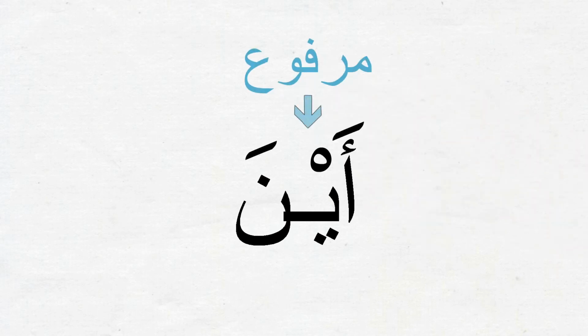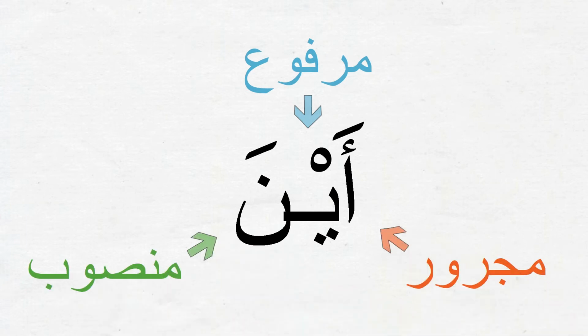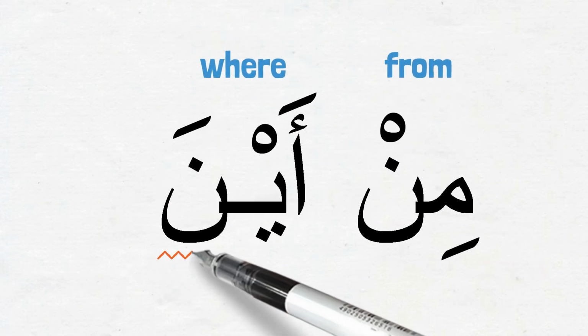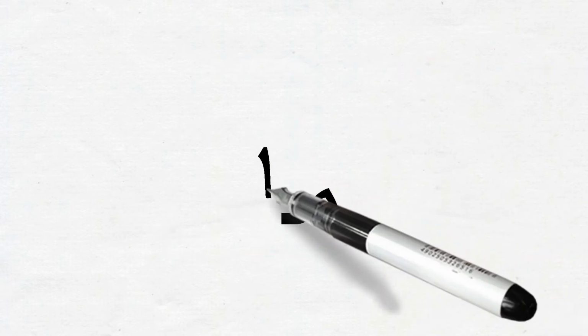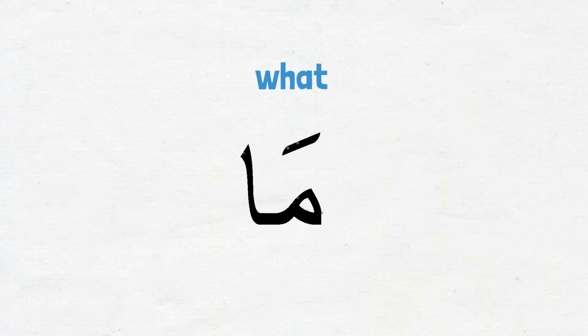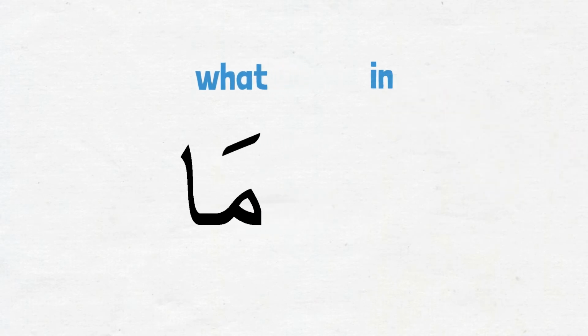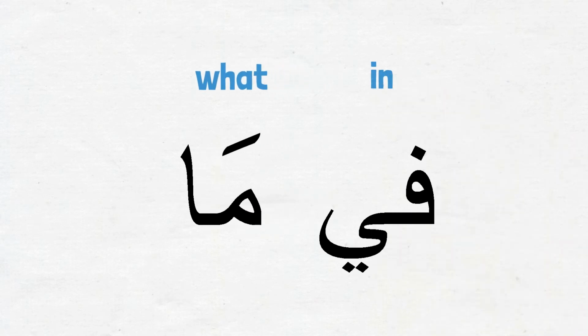So aina stays aina in all states. For example, when it is in normal marfu' state, it is aina. When it is majroor or mansub, it still remains aina. So from where becomes min aina, not min aini. Another example for such misbehaving ism is ma, what. If I want to say in what, I say fi ma. So ma doesn't change its ending and stays fixed in all states too.